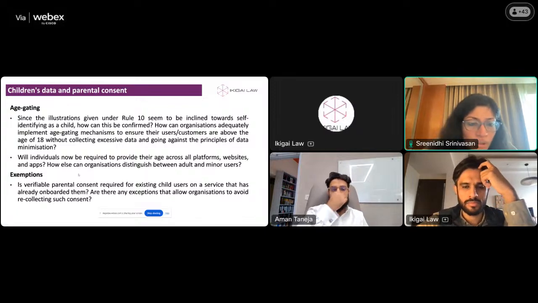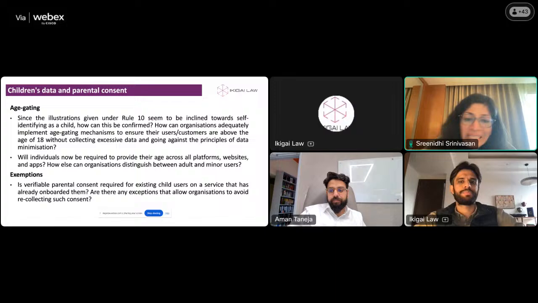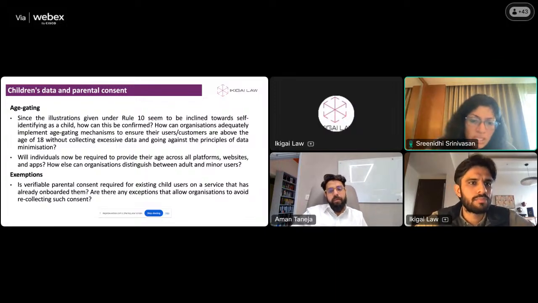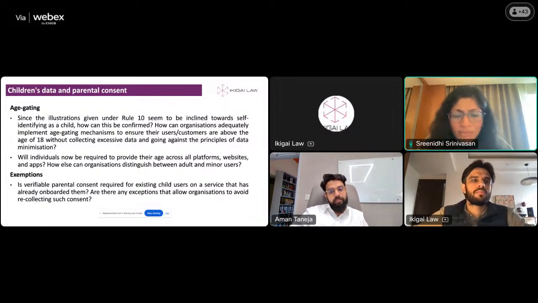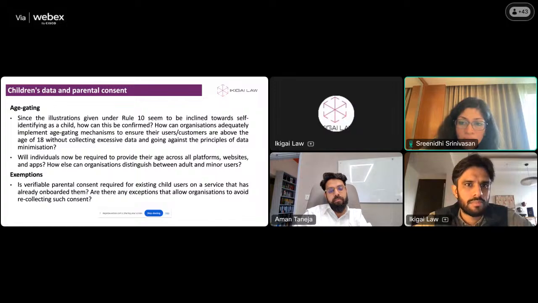And there was another question on exceptions earlier, I believe, on consent. Those are the exceptions laid out in the rules themselves: if it's an educational institution or healthcare institution, there are some exceptions laid out to verifiable parental consent. Those are, of course, narrowly tailored to specific circumstances.